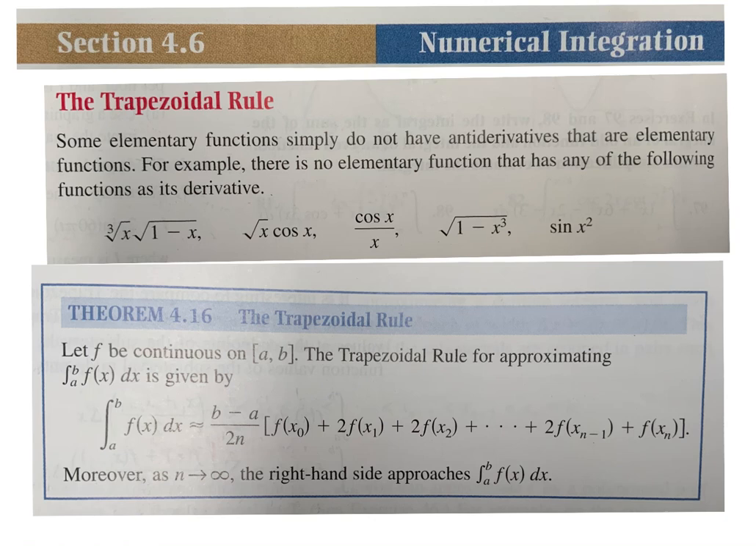So they start out talking about the trapezoidal rule, saying that some elementary functions or smaller functions don't have antiderivatives that are simple. They give you these examples: cube root of x, square root of 1 minus x, square root of x, cosine of x. You have this mixture where I can't really use u substitution like I've been doing. For sine of x squared, I could say that x squared is my u, but then I get a 2x and then I get a sine. We get some problems going on when we do that.